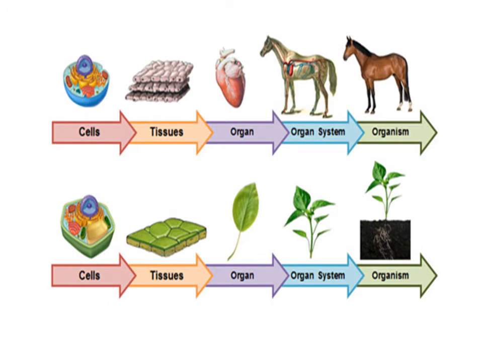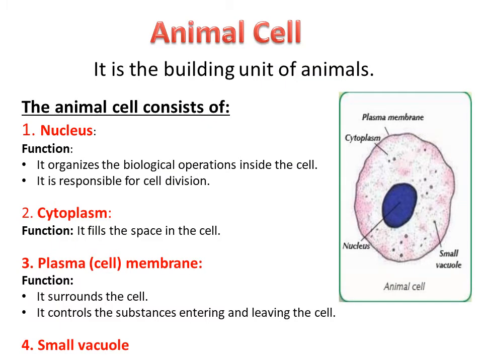In this lesson, we are going to study two types of cells: the animal cell, which is similar to the human cell, and the plant cell. Here, as you can see, both animal and plant have different bodies, different systems, different organs, and different tissues and cells. So let's start with the animal cell.